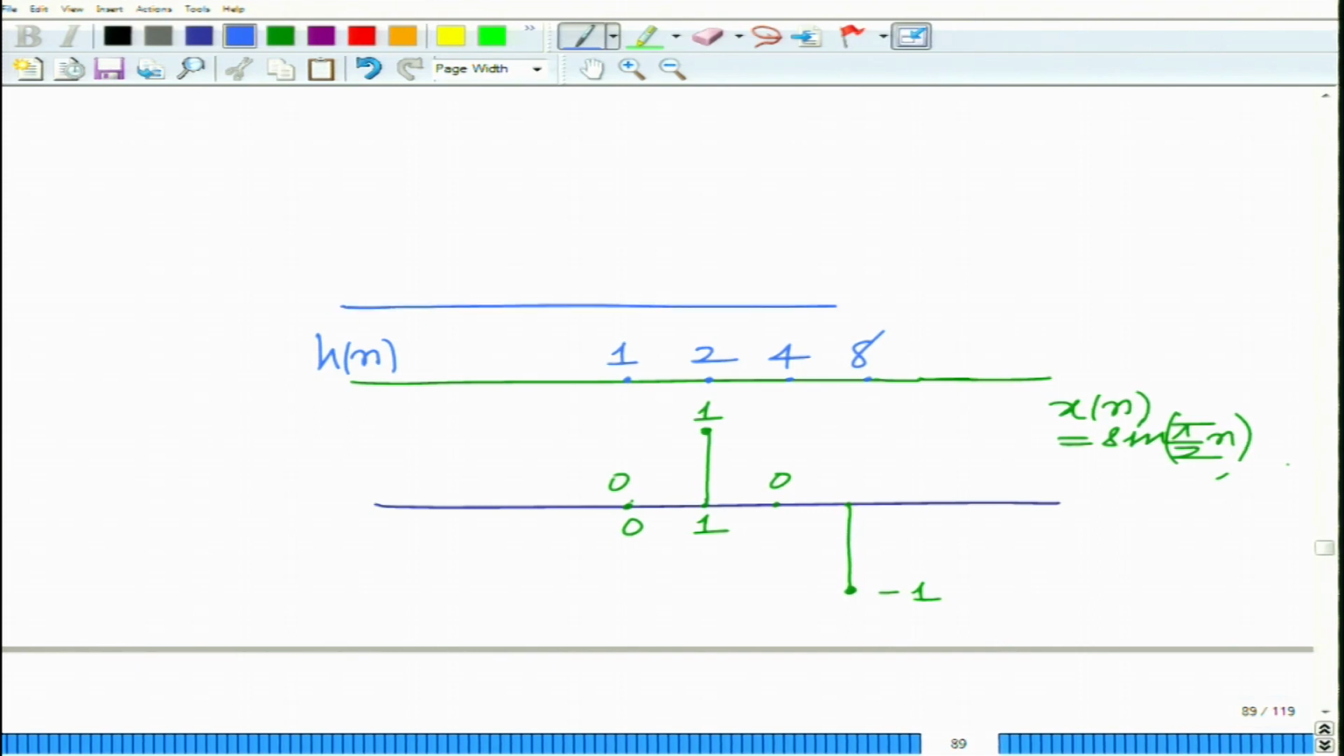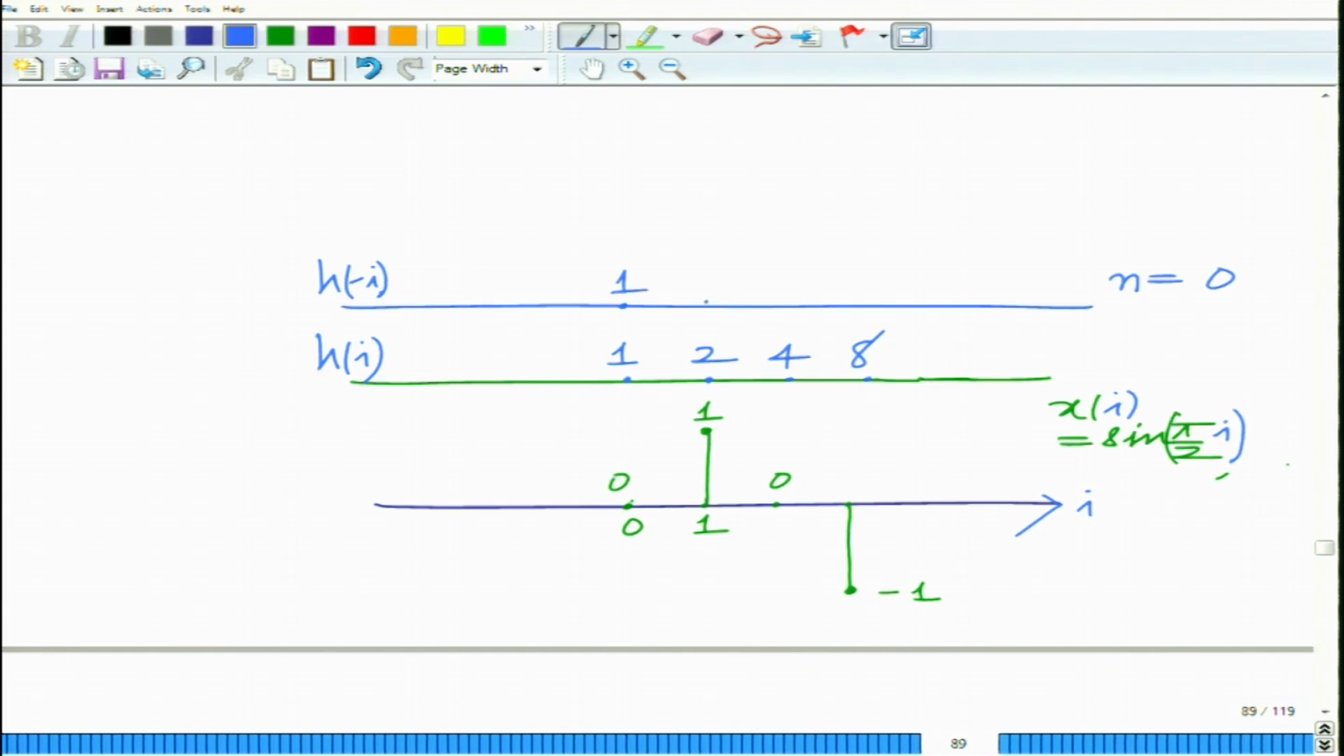Now, at n equal to 0, remember I have to consider h[n minus I] for each x[I]. Let us make the index I, because the summation is with respect to the index I. So, this is x[I], sin(pi by 2 I), and this is h[I]. Now, for n equal to 0, I have to consider n minus I, so it will be h[minus I], and this will be modulo 4. So, h[minus 0] is h[0], which is 1.